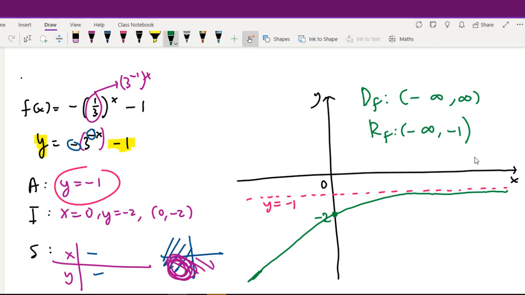That's all on how to sketch an exponential function using the acronym AIS: Asymptote, Intercept point, and Starting point. For exponential, the domain is always real numbers, so you don't have to find the domain. That's it. Done.